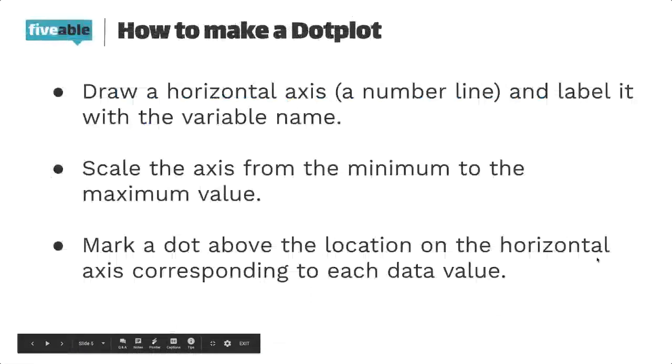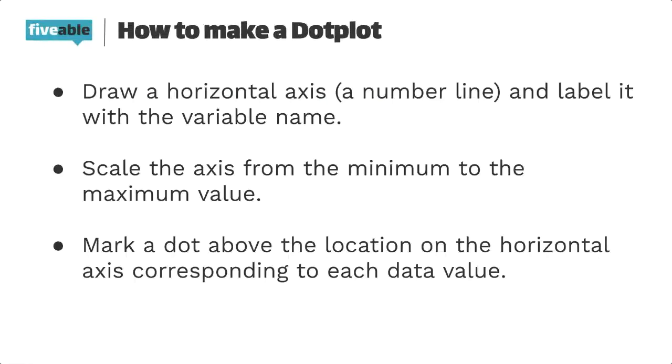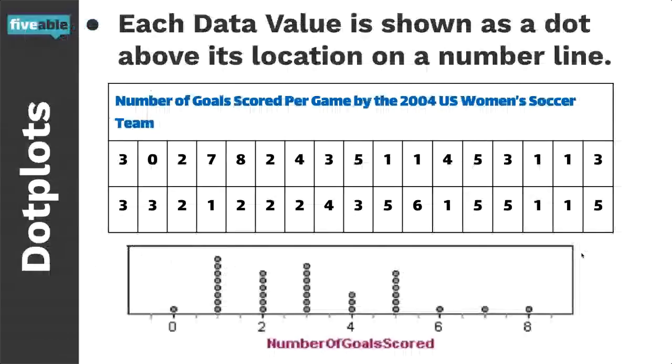After that, you mark a dot above the location on the horizontal axis corresponding to each data value. You just keep stacking up your data points as more and more data points take that value. All right, so we can clearly see that in one game, the U.S. women's team in 2004 scored 8 goals. We see that right here.